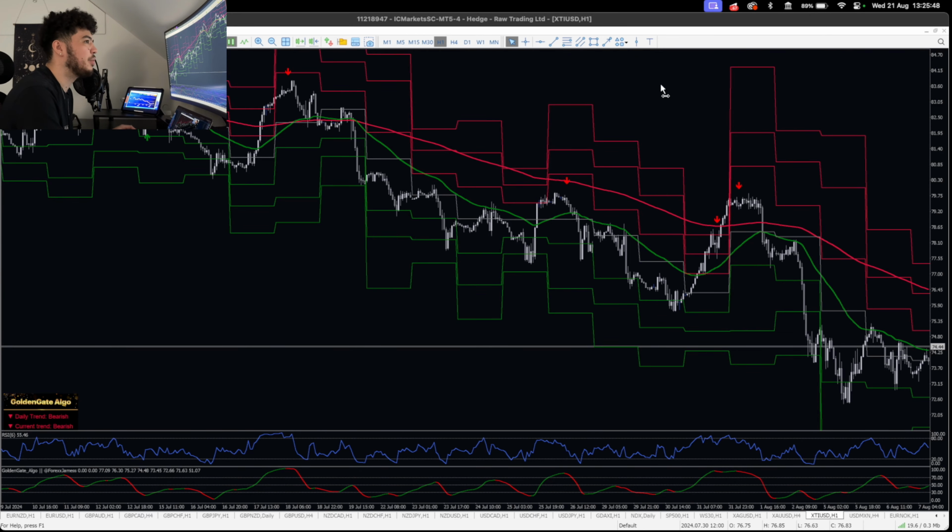I'm going to show you the best trading indicator on the market. So this is called GoldenGates. It's made by me, just to be clear. And what it is, essentially, is an automated version of my trading strategy.